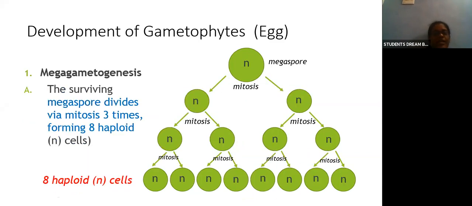Okay, next is megagametogenesis. Gamete formation, development of gametophytes. So what happens here is, the surviving megaspore will divide via mitosis 3 times, forming 8 haploid cells. Mitosis will happen 3 times. 1, 2, 3. So 3 times the megaspore will undergo mitosis and they will form 8 haploid cells.